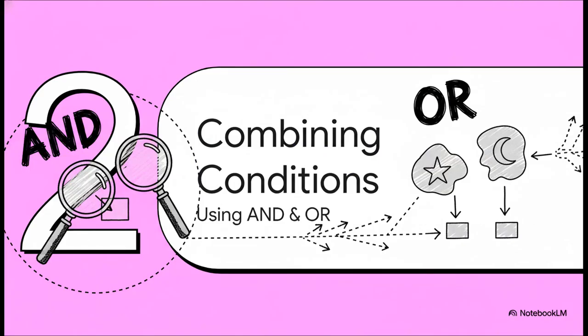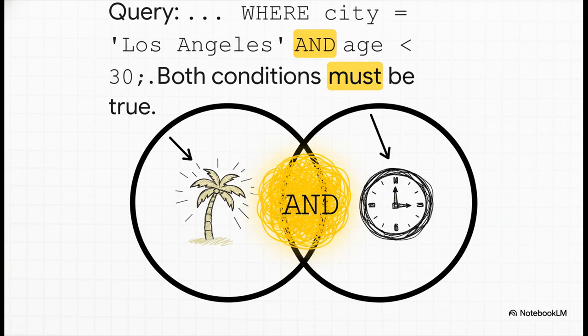But what happens when just one clue isn't enough? What if you need to get way more specific? Or maybe you need to cast a wider net? This is where we bring in two of the most important tools in our toolkit, the and or operators. They let you combine multiple clues into one single query. So let's start with and.